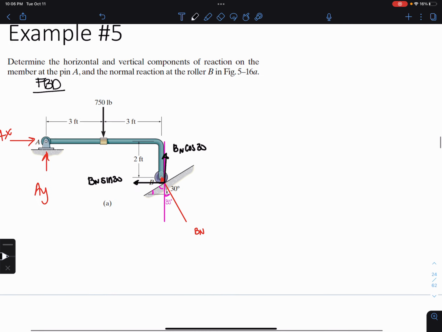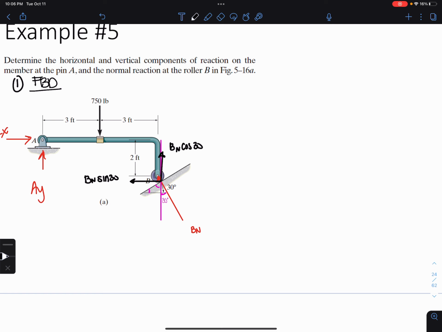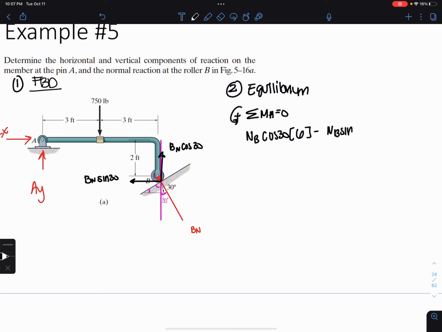I think we're ready now to do the equilibrium equation. So 1, FBD, 2, equilibrium. Let's sum the moment about point A, set everything equal to 0, counterclockwise is positive. We have NB cosine 30 times 6 feet minus NB sine 30 times 2 feet minus the 750 times a moment arm of 3 feet. And we get NB is 536.2 pounds. One done.